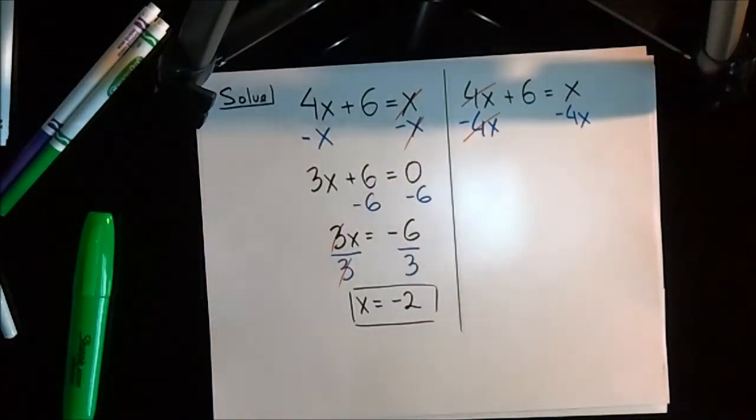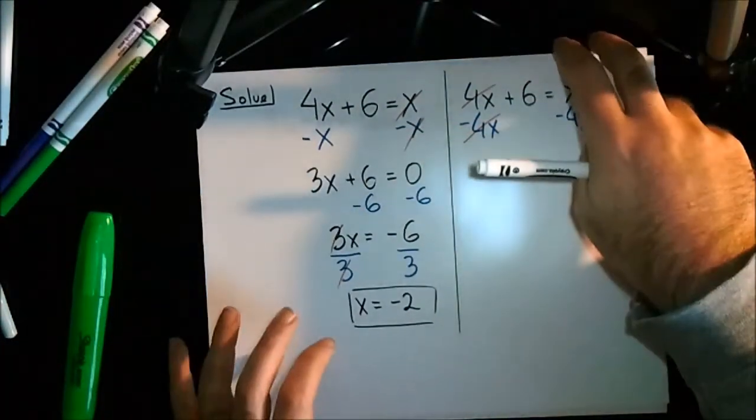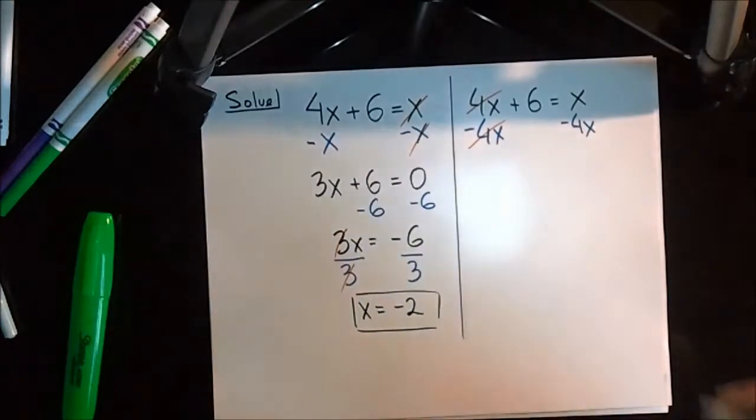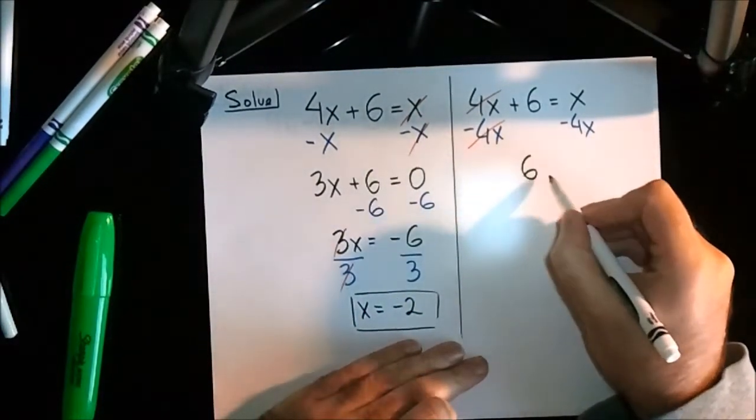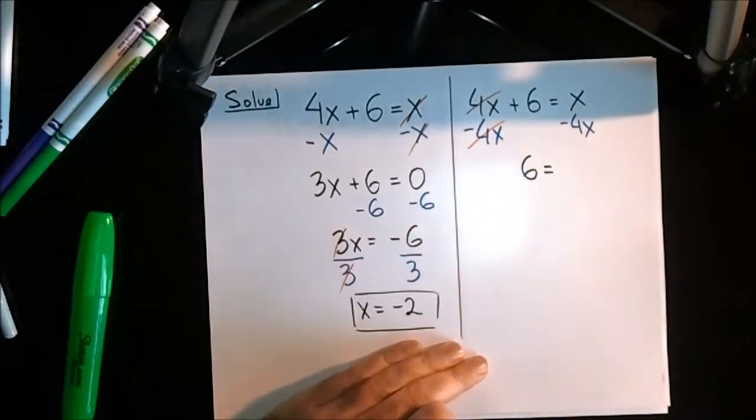So I've accomplished my goal yet again. I've eliminated the variable from one side of the equation. Now the variable is only on the other side, the side that I chose in this particular example. So now I have 6 equals 2. This can get tricky.